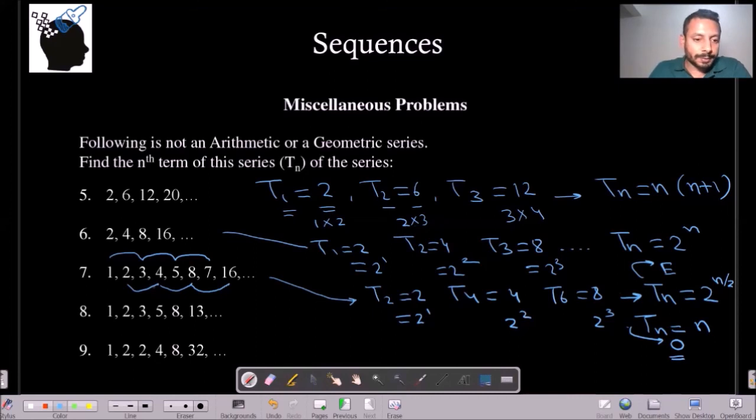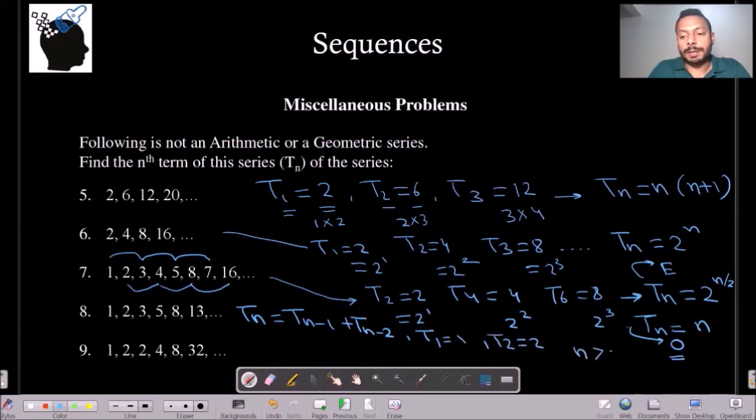Let's try question number 8. So the series is 1, 2, 3, 5, 8, and 13. Now what is happening here? You are adding the first term and the second term to get the third term. Similarly, you add the second and the third term to get the fourth term. How will you write this series? Your Tn is equal to Tn minus 1 plus Tn minus 2. And it is given to you that your T1 is 1, T2 is 2, and your n has to be greater than 2.